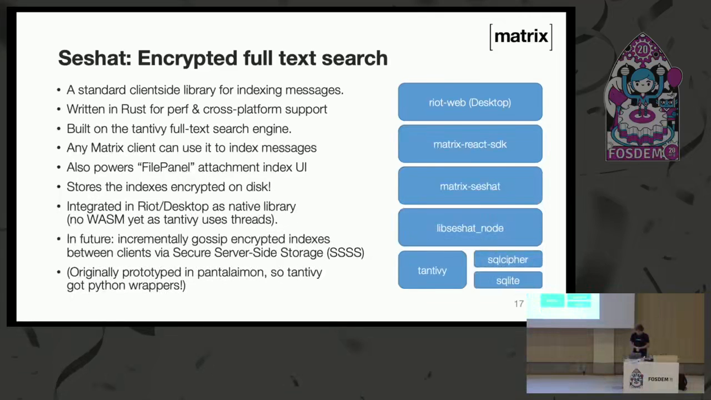Interesting things that we can do with Seshat is that it's cross-platform in Rust. So we could easily integrate it in other clients, not just Riot, but any Matrix client can use this in future. We can also potentially incrementally gossip the encrypted indexes between each other. And a really fun thing we've done is to pipe all of the data through SQLCipher before storing it in SQLite, as well as adding encryption support to Tantivy, so that it's literally decrypting your E2E history, indexing it, and then storing it to disk locally as in turn encrypted messages.